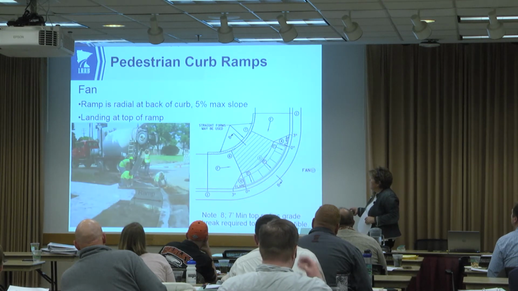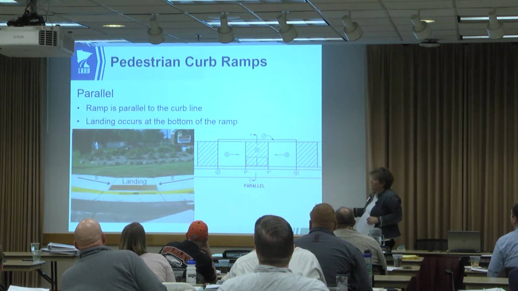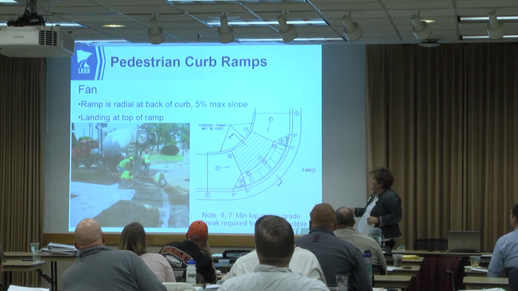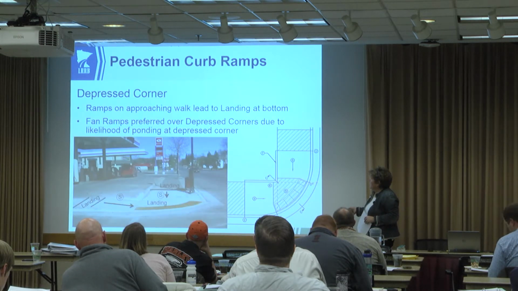These are areas, just as an FYI, where my students would get confused as to where the landing is, right? So when you have something like this, it's pretty easy to figure out where the landing is. But when you start getting into these fans and depressed corners, it gets a little bit more confusing. MnDOT will show you where the landing is on the detail with the hatching. Here's a depressed corner. This is acceptable. It just might cause some drainage issues down here. So again, similar to the fan, but we have the landing at the bottom like that.